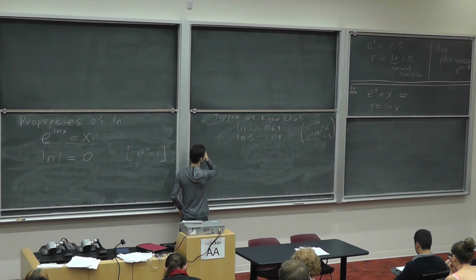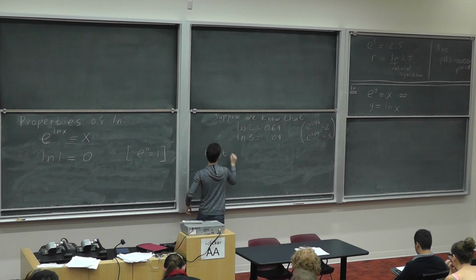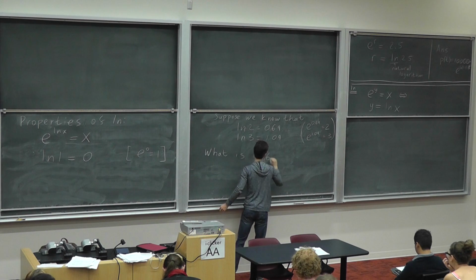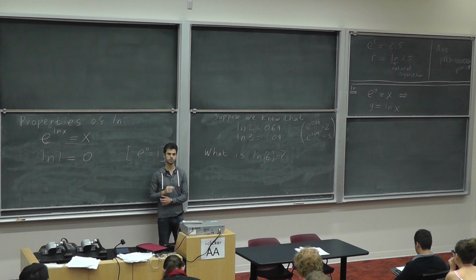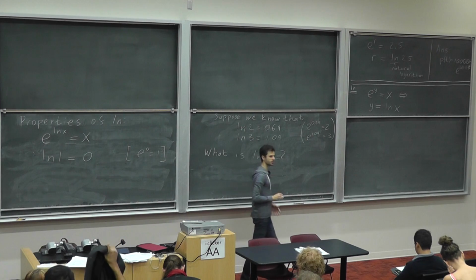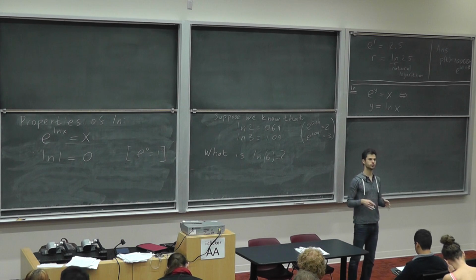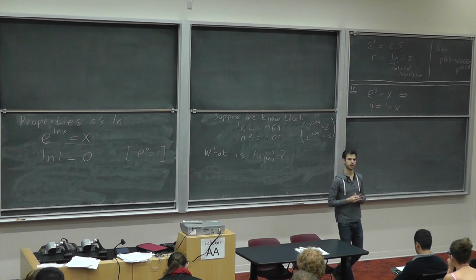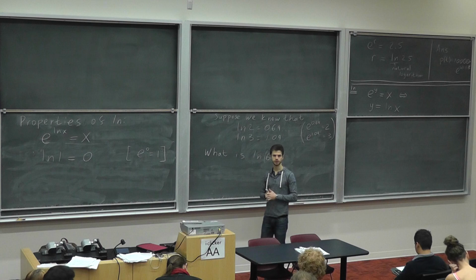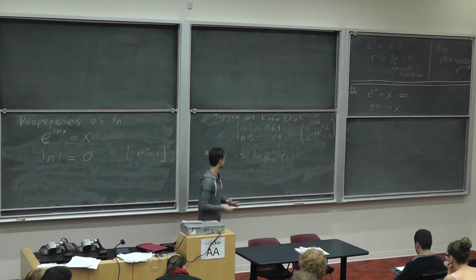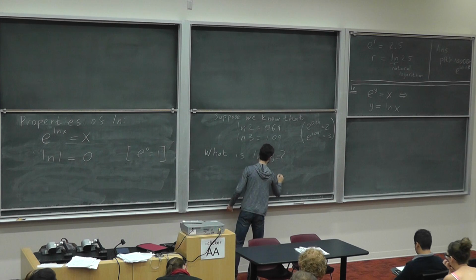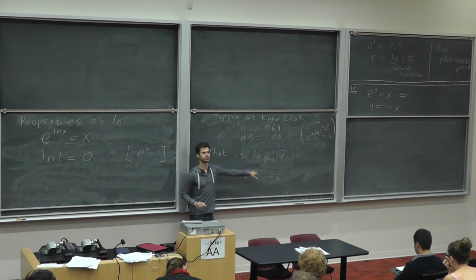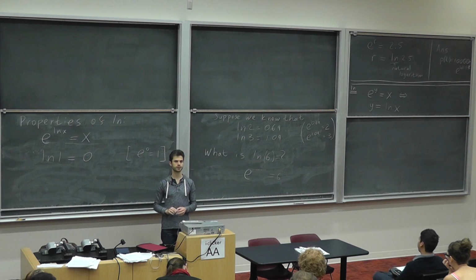Okay, but the next question is more interesting. What is ln of 6? So this is the question: to which power should you raise e to get 6? Any ideas? So I want something like this. e raised to some power is 6. And the question is, what should I write here?